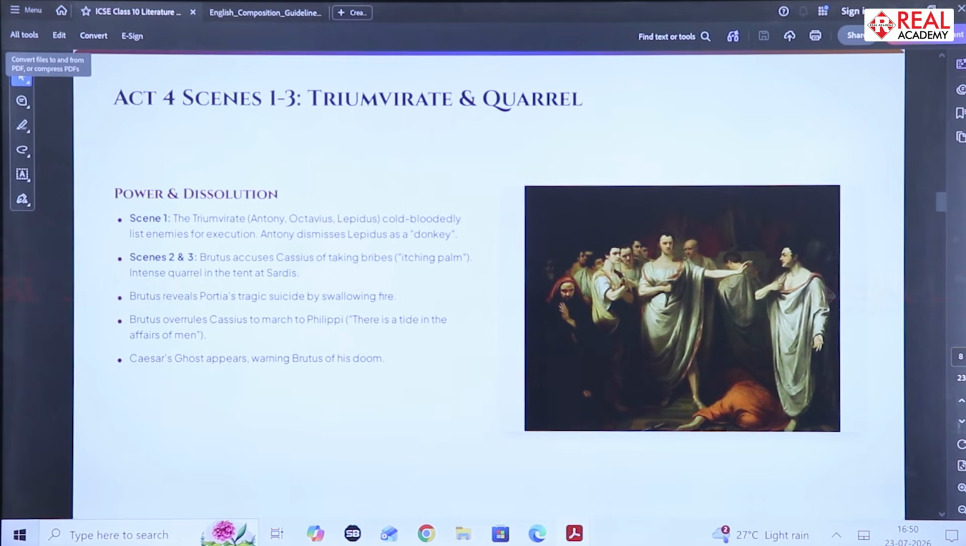Brutus reveals Portia's tragic suicide by swallowing fire. Brutus overrules Cassius to march to Philippi. Caesar's ghost appears, warning Brutus of his doom. Act 4, Scene 3 is one of the longest and most significant scenes in the play. It reveals the emotional, moral, and psychological struggle of Brutus and Cassius.